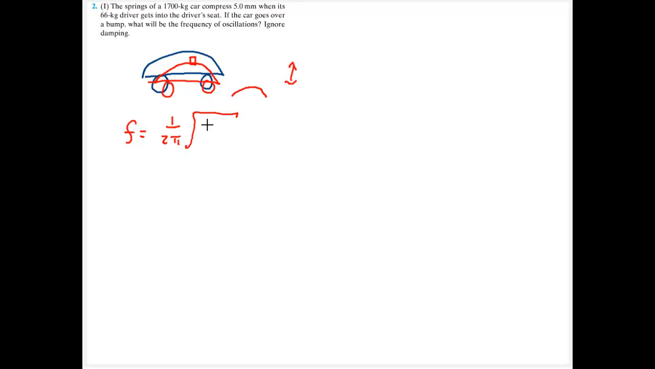Well, we know that the frequency is going to be related to 1 over 2 pi the square root of k divided by the mass of the car plus the driver. And we can use the first part of the problem to figure out what the spring constant is. We know that when the driver got into the car, they compressed it, so we can write Hooke's law. The force due to the weight of the driver is going to be related to the spring constant as well as how far the length changed. So the force is simply going to be mass times gravity, and we have kx on the other side. Divide both sides by x, and we can isolate the spring constant k.